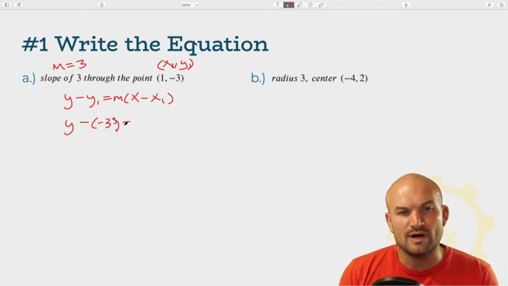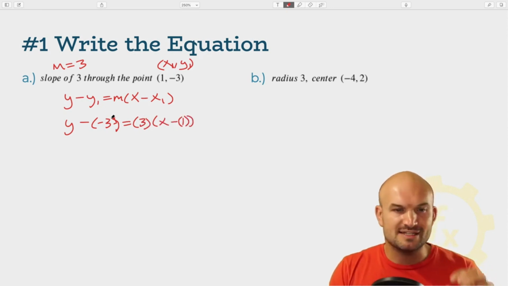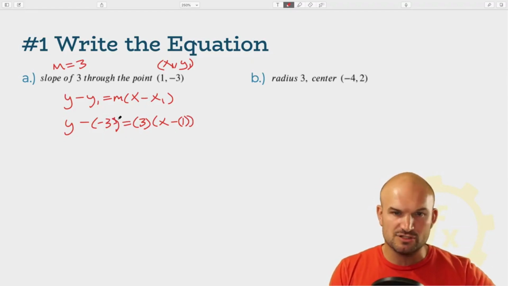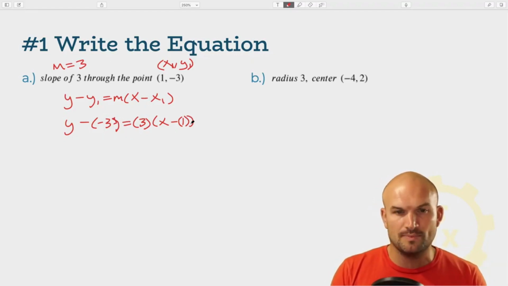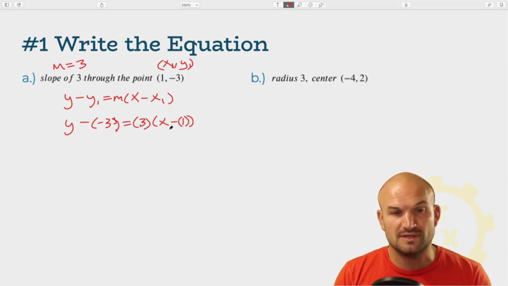Just so you can know where I am plugging in everything. So that's going to be a 3, and then x minus 1. Let's put those in parentheses. Okay, so now you can see that I plugged in a -3, which is the y-coordinate, a +3 for the slope, and a +1 for the x1.